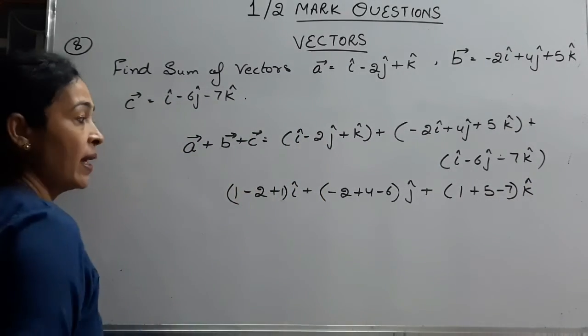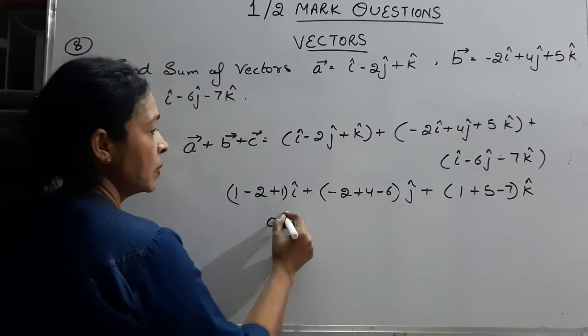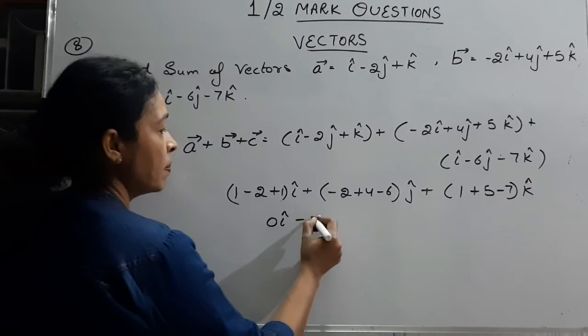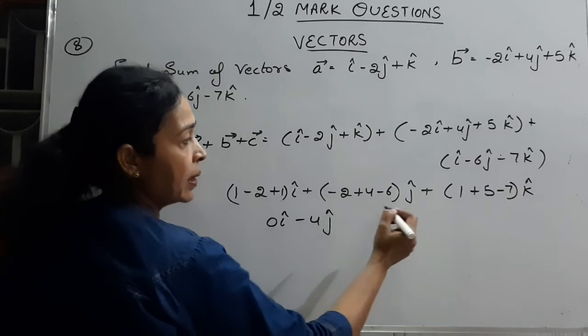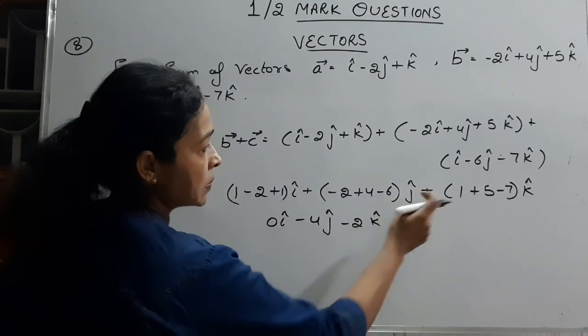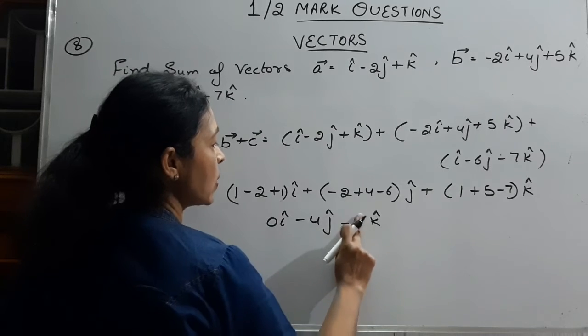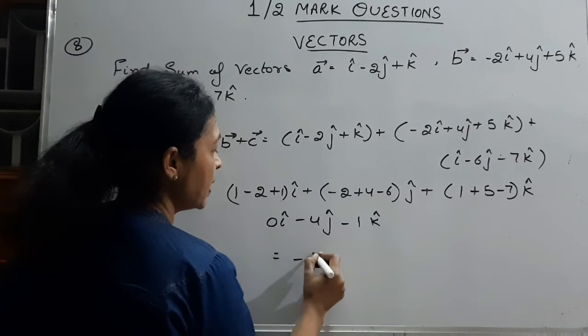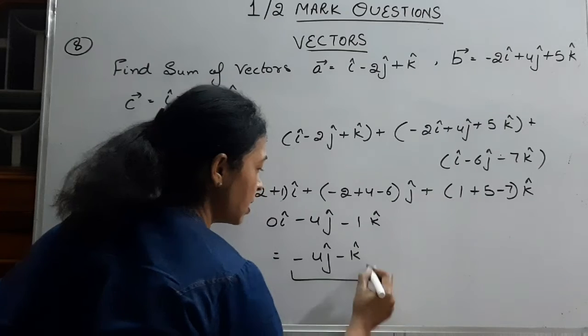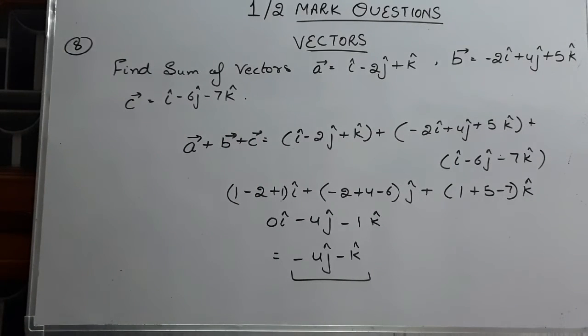1 plus 1 minus 2, 0 i cap. Minus 2 plus 4 minus 6 is minus 4 j cap. And 1 plus 5 minus 7 is minus 1 k cap. So our answer will be minus 4 j cap minus k cap. This is the sum of three vectors.